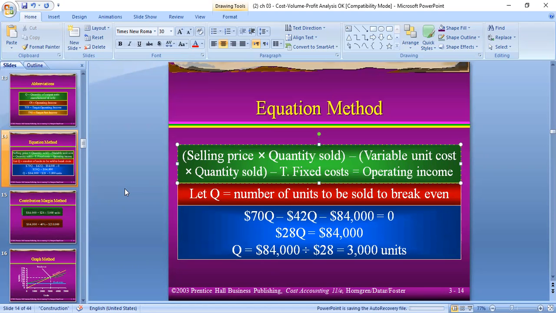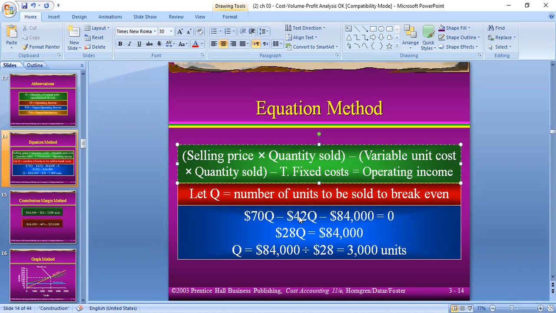Now he said, let Q be the number of units to be sold to break even. That is the 3,000. So $70, the sale price per unit, multiplied by the quantity sold that we didn't know, minus the $42 variable cost per unit times the same quantity sold, then deduct the 84,000. If we have zero, we are at the break-even point.